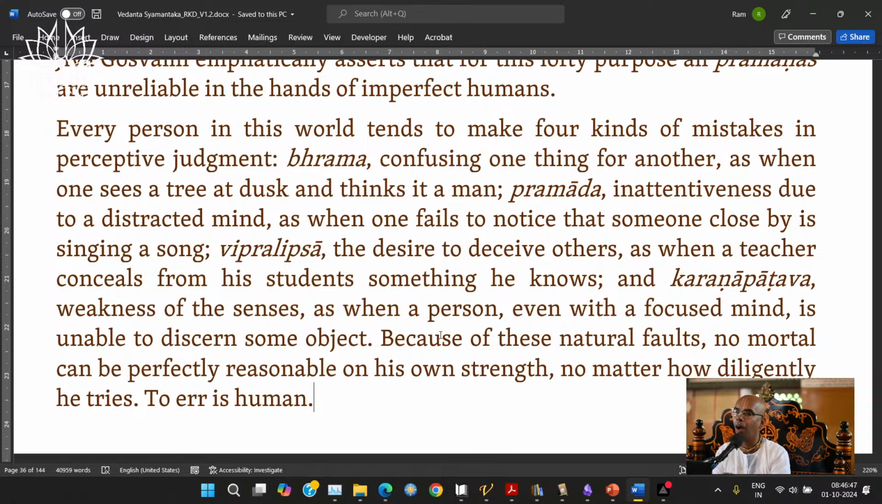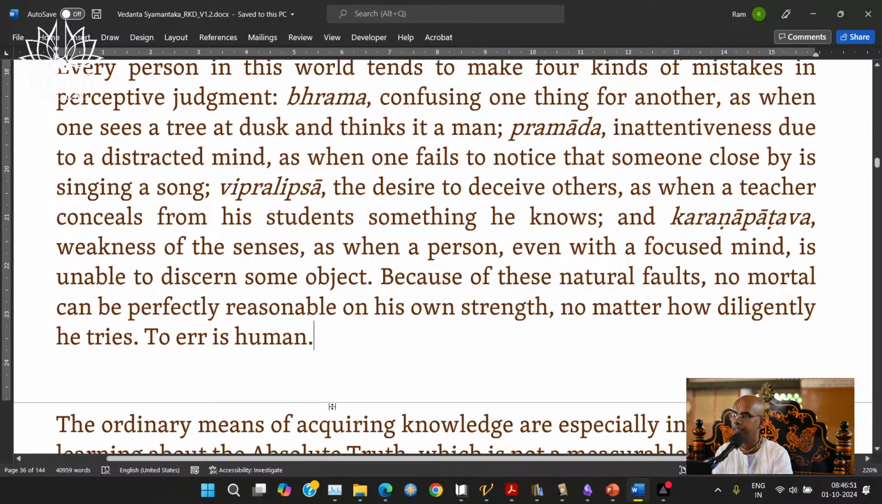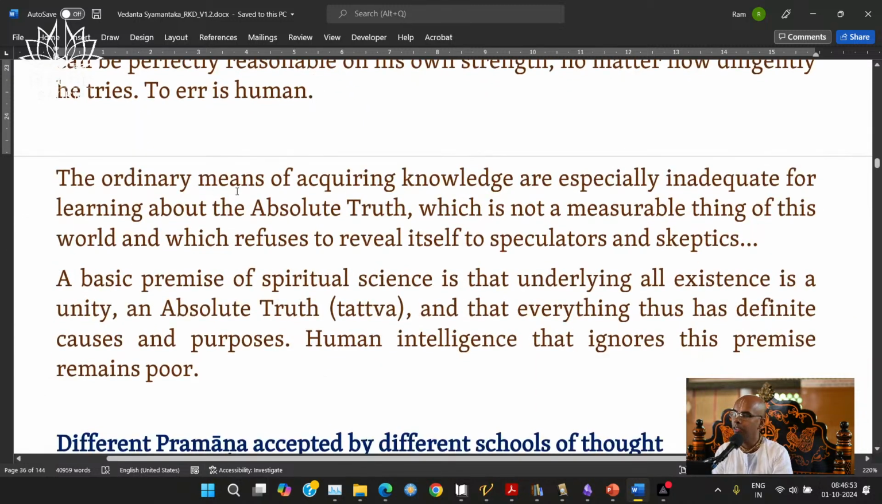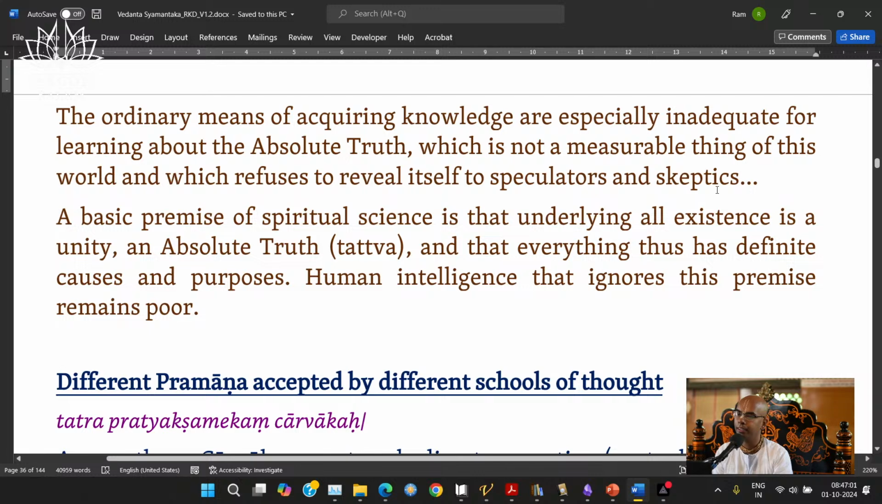Correct? So, how can we gain that perfect knowledge? That is explained in Vedanta Syamantaka. The ordinary means of acquiring knowledge are especially inadequate for learning about the absolute truth, which is not a measurable thing of this world and which refuses to reveal itself to speculators and skeptics.